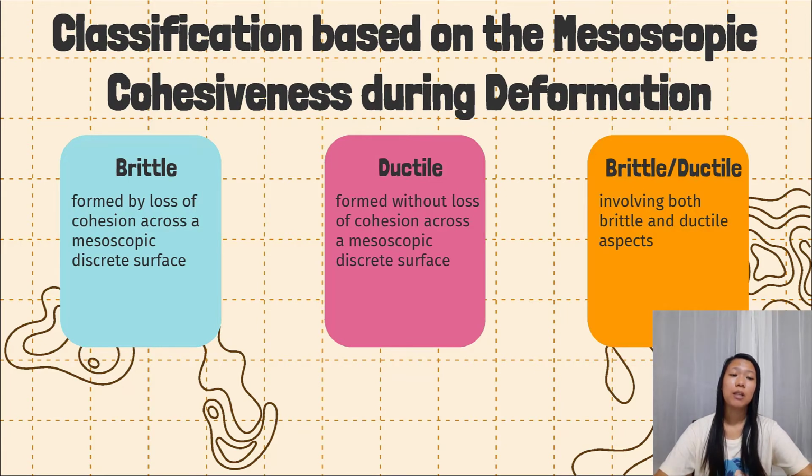Geologic structures can be defined as brittle, ductile, or brittle/ductile. It can be considered as a brittle deformation if it is formed by loss of cohesion across a mesoscopic discrete surface. Cohesion is the ability of the particles to stick together. Next, ductile, if it is formed without loss of cohesion across a mesoscopic discrete surface. Now, you can see that brittle deformation is just the opposite of ductile. Lastly, it can be considered as brittle/ductile if it involves both brittle and ductile aspects.